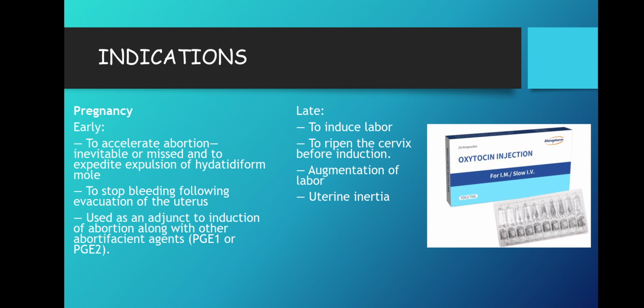So what are the indications of the use of oxytocin? In early pregnancy, it's to accelerate abortion, inevitable or missed, and to expedite expulsion of hydatidiform mole. 2. To stop bleeding following evacuation of the uterus. 3. It's used as an adjunct to induction of abortion along with other abortifacient agents, which is prostaglandins. Then in late pregnancy, oxytocin is used to induce labor, to ripen the cervix before induction, augmentation of labor, and in uterine inertia.